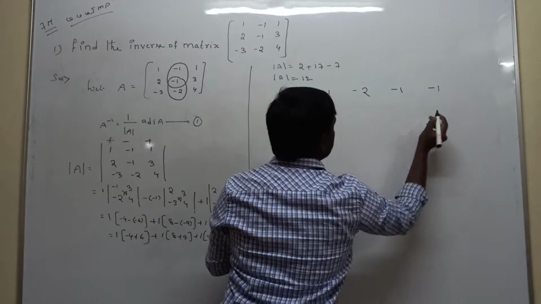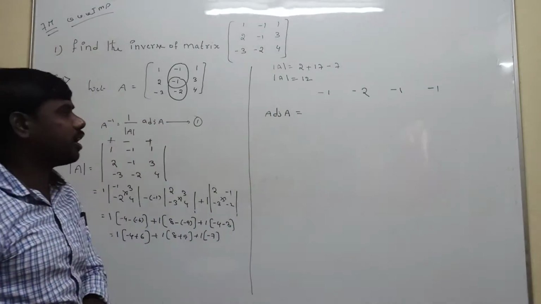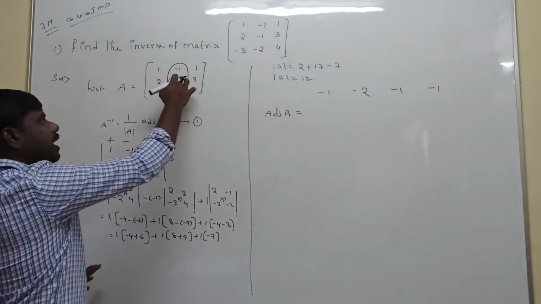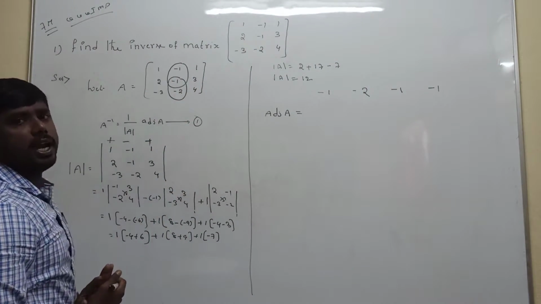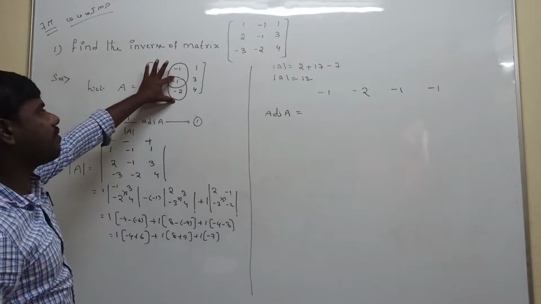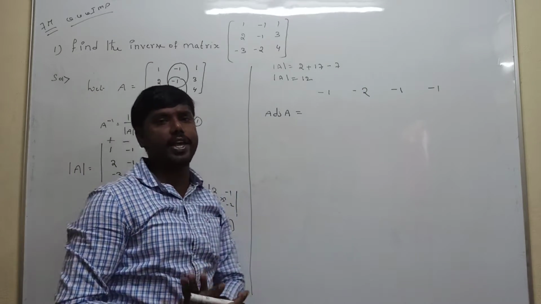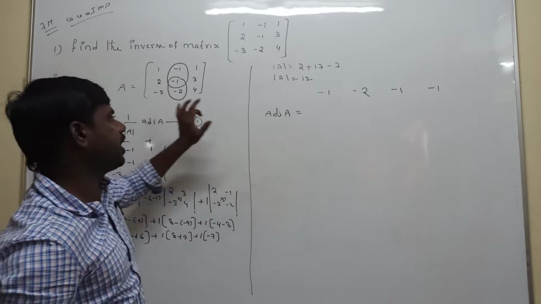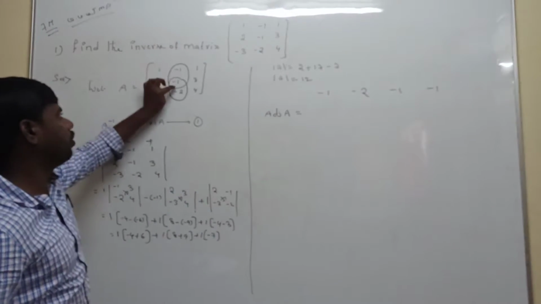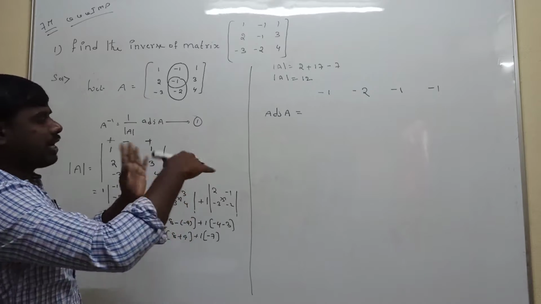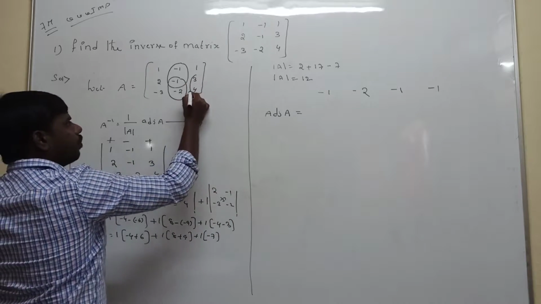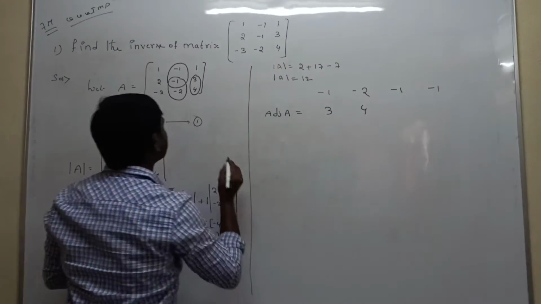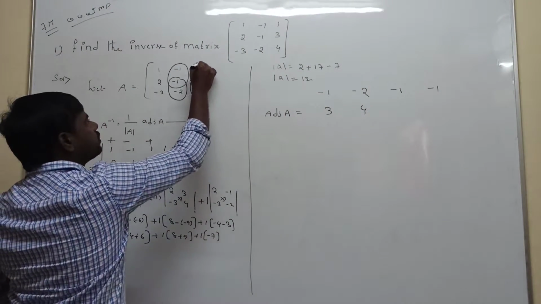Minus 1, minus 1. You understood how to take the adjoint of A in a 3 by 3 matrix. What is the middle element? Minus 1 is the middle element. That's why we are taking column wise, element wise, row wise. Minus 1, minus 2, middle and down. Minus 1, minus 2. Next up to down, minus 1, minus 2. Next right hand side: 3, 4. First we are taking 3, 4. After that up to down, 1, 3.